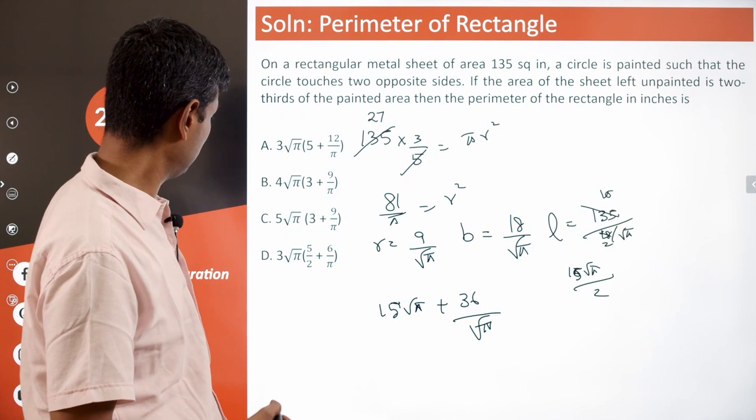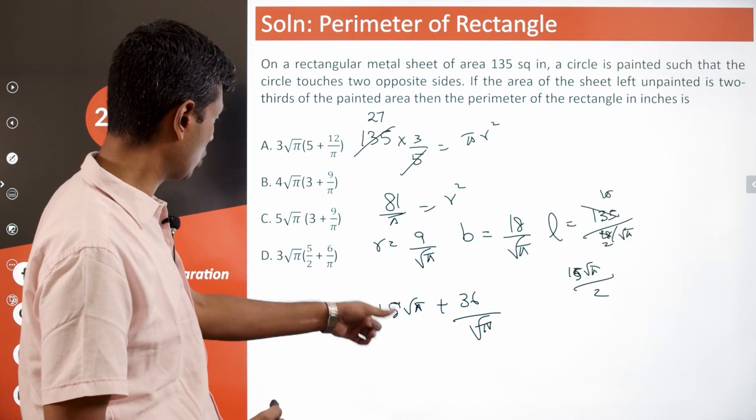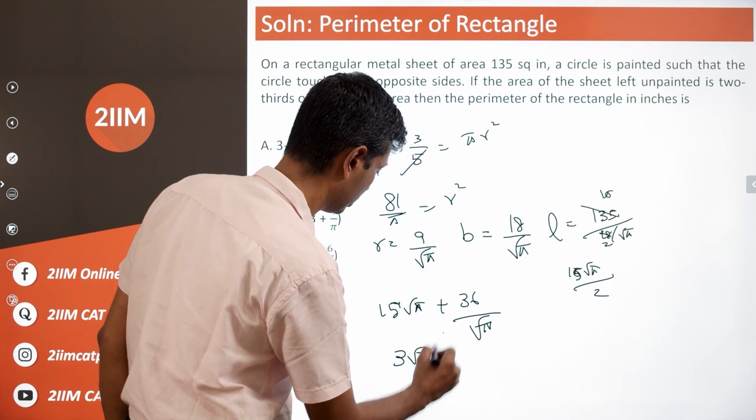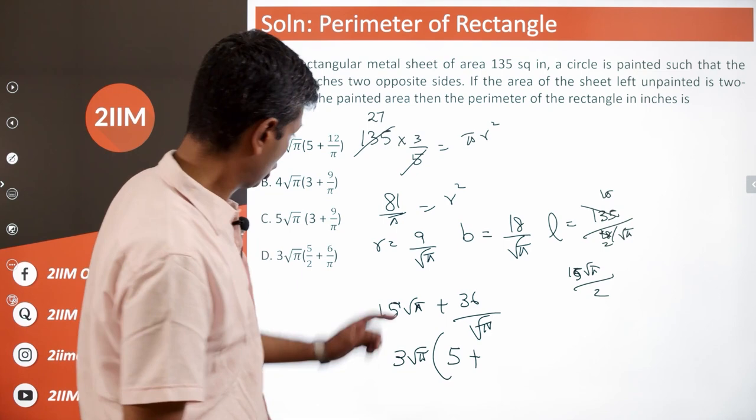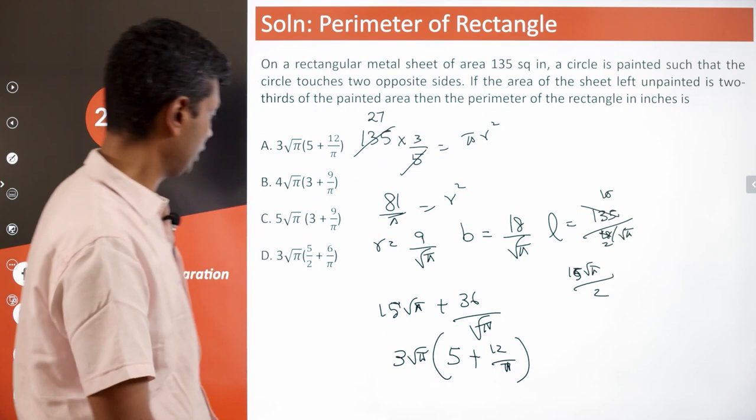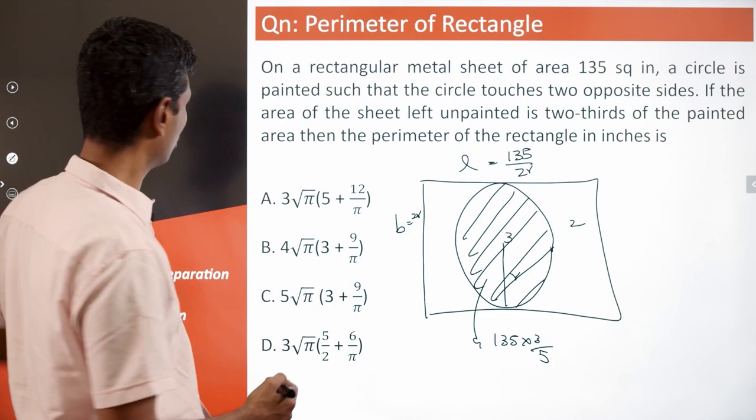Let us see whether that works out. You're taking a root pi out common. We can take a 3 out common. So, you take a 3 root pi out common. There will be 5 left here plus 12 by pi. Yep. Luckily enough, we have a choice that matches. 3 root pi into 5 plus 12 by pi. Answer. And very interesting question, but no rocket science here.